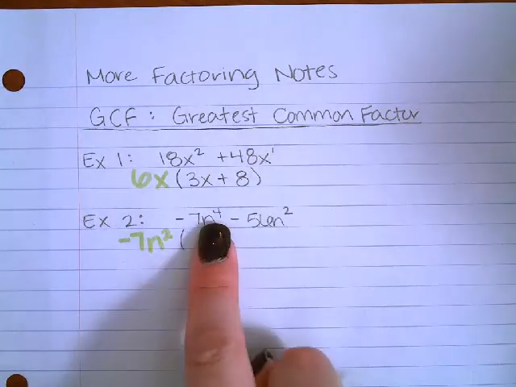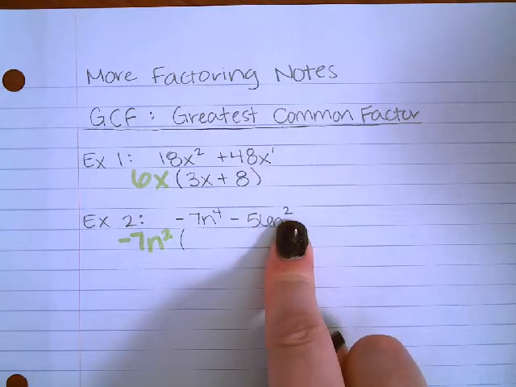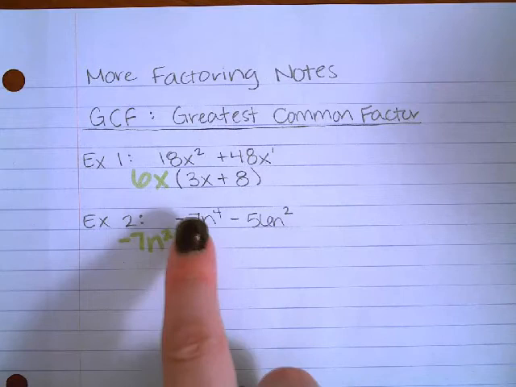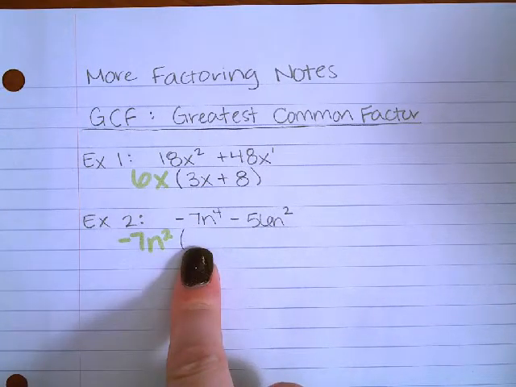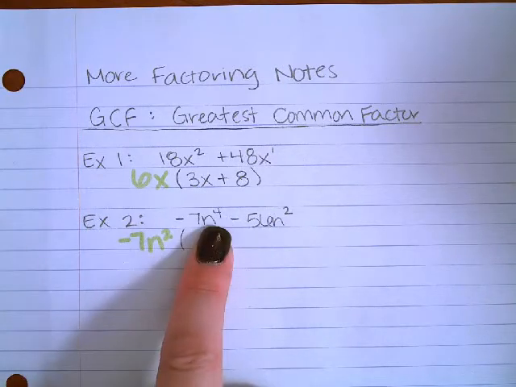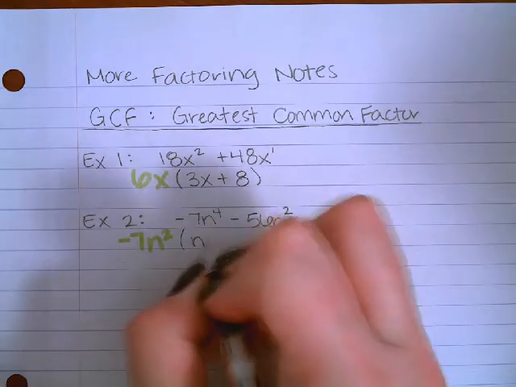Here, exponent of 4, exponent of 2. 2 is smaller. That's what we take out. All right, so -7 divided by -7 is 1. You can write the 1 or not write the 1. It doesn't matter. There was n to the 4th, so there was 4 of them to begin with. We took 2 out, so we're going to leave 2 behind, n squared.